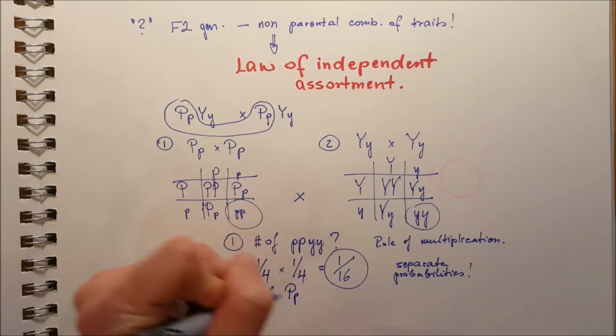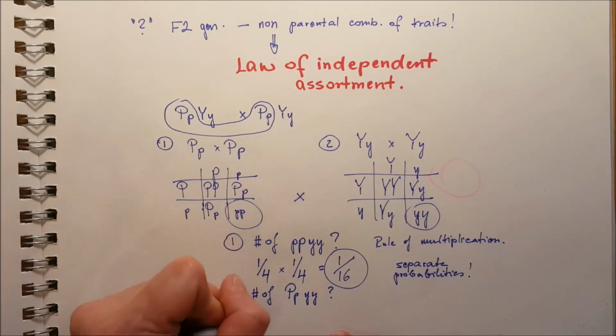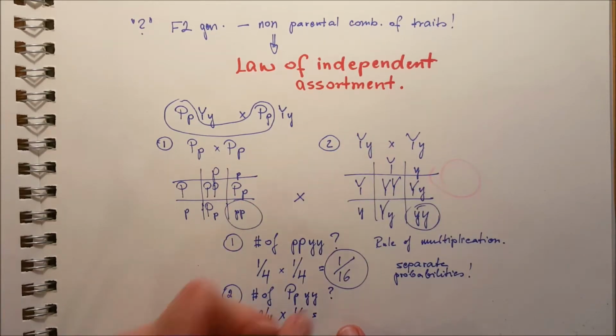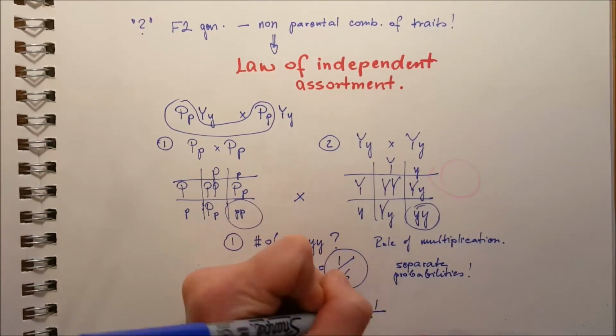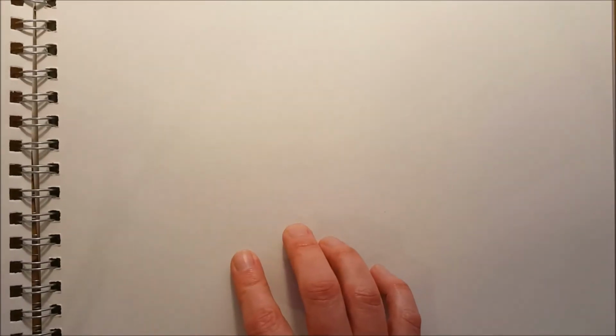Another question: what is the chance of being heterozygous for the color of the flowers and homozygous for the seed color? 2/4 times 1/4 equals 1/8. So you apply the rule of multiplication.